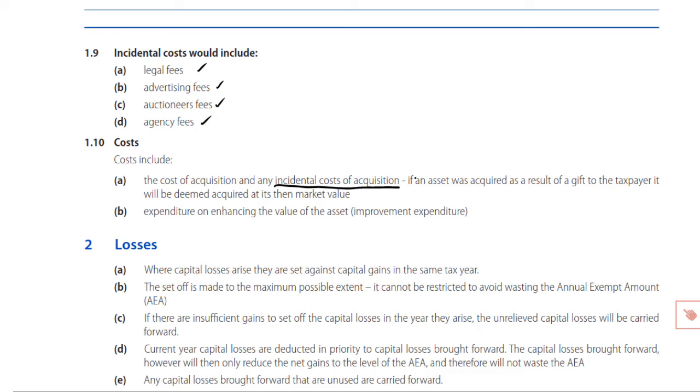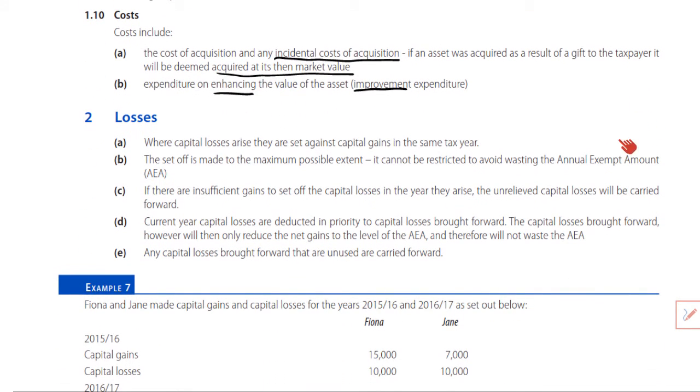If of course it was gifted to us, then it would be deemed acquired at its then market value. Between when you bought or acquired and when you now sell, you may enhance the asset. You may incur improvement or enhancement expenditure, and that too would be an allowable cost. So having got your net proceeds, having got your allowable costs, we deduct the costs from the net proceeds, and usually, and we hope, to see a chargeable gain. But of course, we may have losses.